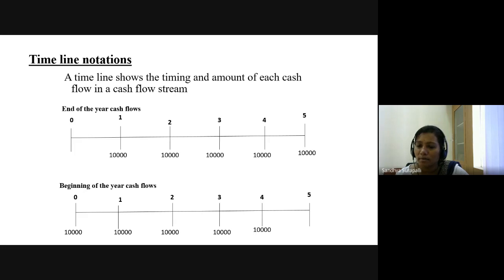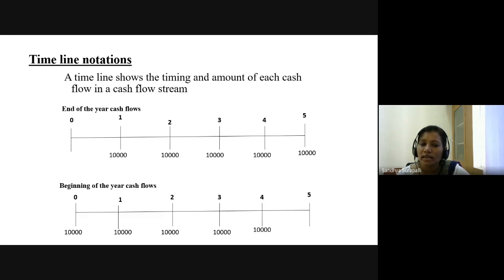Fifth year, now beginning, I am not receiving anything. So nothing is to calculate. But if you look at the above figure, end of the year cash flows, as on today, I am not receiving anything. After first year, after second year, after third year, I have to calculate what I received. First cash flow I am receiving after 1 year. Whereas this one, below one, first cash flow I am receiving as on today.